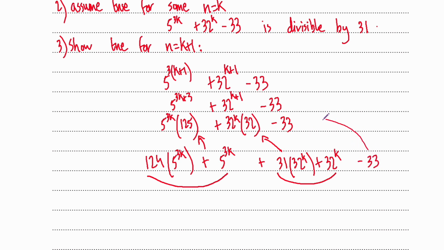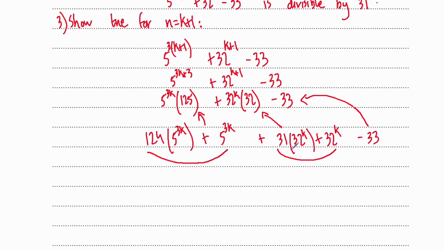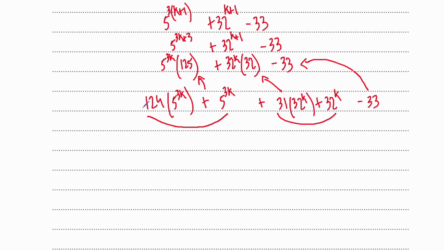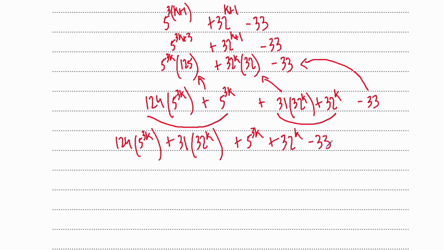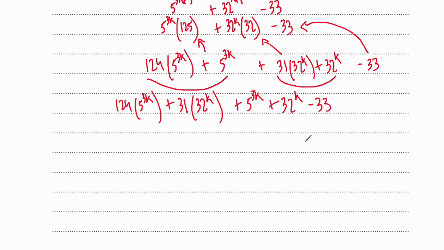So still we haven't made that much progress, but something interesting is happening now. So this was just me using my brain a little bit. It's me thinking, okay, how do I rearrange this in a better way that's going to be more convenient for me? Okay, so now we have this. So what can we do? Okay, let's bring 124 and 31 together. So we have 124 times 5 to the power 3k plus 31 times 32 to the power k plus 5 to the power 3k. So I've done this and this, I've put them together. Now I'm putting the 5 to the power 3k over here, plus, and I'm going to bring this 32 to the k over here, plus 32 to the power k, and then minus 33. Okay, so far so good. Now something interesting has definitely happened, because now look at this. We have 124 and we have 31 together.